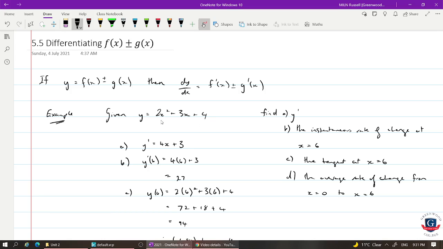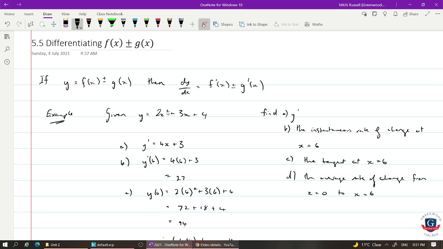So, for instance, if we were given y equals 2x squared plus 3x plus 4, according to this rule, we would differentiate this, and this, and then we can put them together to find the first derivative. So our question here asks us to find the first derivative, find the instantaneous rate of change, find the tangent at x equals 6, and find the average rate of change from 0 to 6. So let's do the first part.